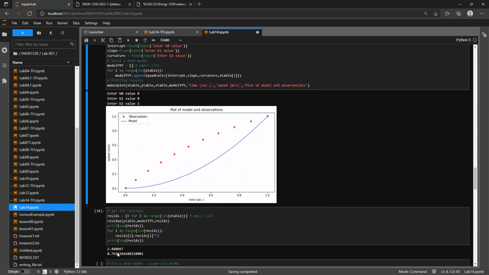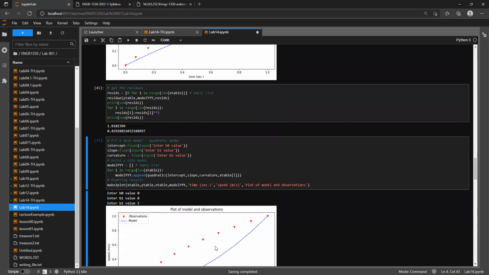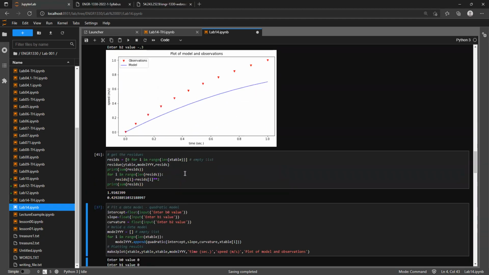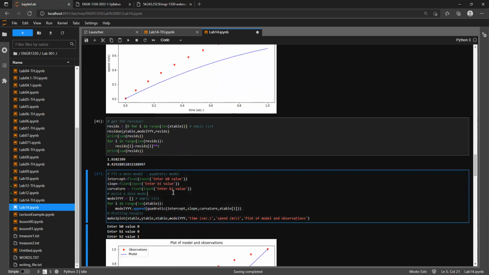0.42. That's better than this. Okay, now we've had a better one. So the one we've got is 0, 1, and -0.3. So what should we change? Do we need to change it up and down? Do we need to change the slope? Or do we need, so Reed says B1 equals 1.3.